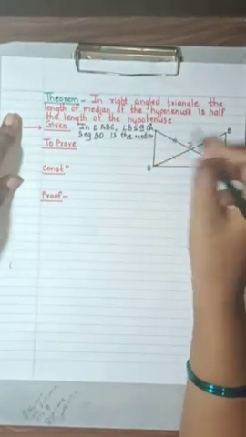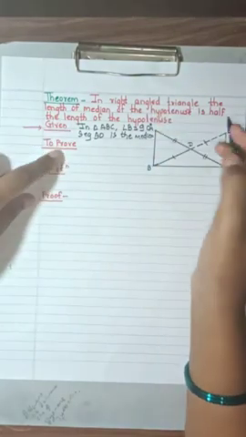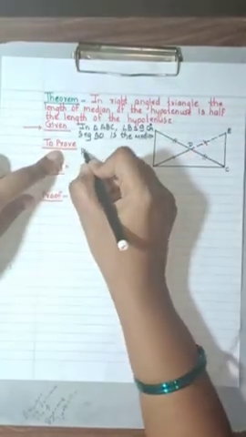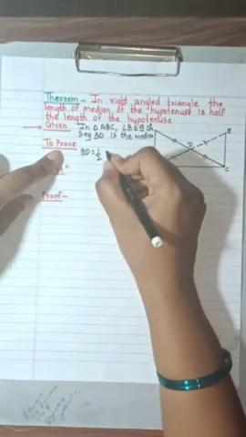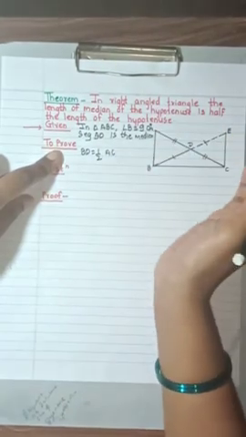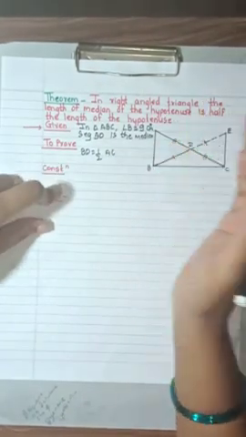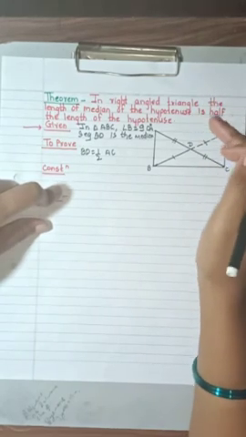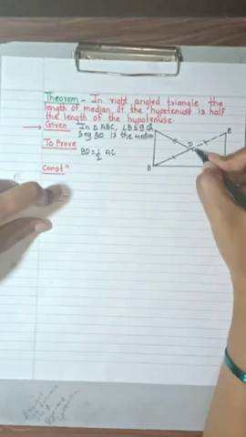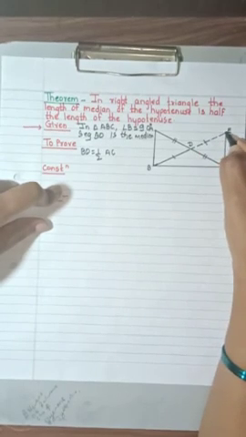Segment BD is the median. What you have to prove is that BD is equal to half of AC. AC is the hypotenuse. Now, as a part of construction, you are going to take point E on ray BD. You are going to extend this BD and take point E.